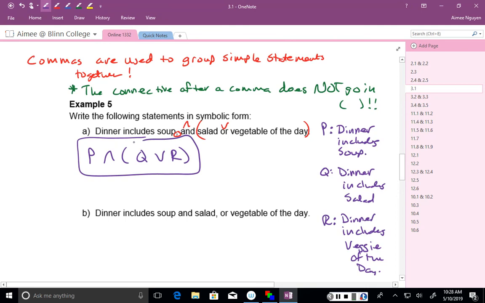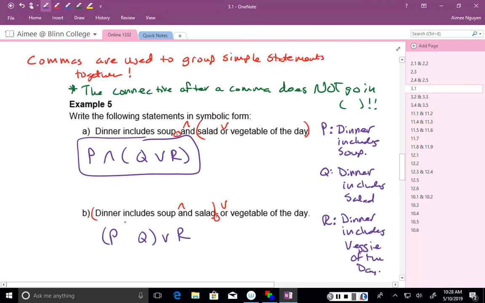In part B, we have the exact same words. We just have changed where my comma is. So this says dinner includes soup and salad, comma, or vegetable of the day. This time, the things that I have together are dinner includes soup and salad. That's my parentheses. Everything on the left goes together, or it includes the vegetable of the day. So when I write it this time, I still start with the soup, the P, and the salad, the Q. That's in parentheses, or I get my vegetable of the day, R. All I've done is change where the parentheses are, but now this means something totally different.